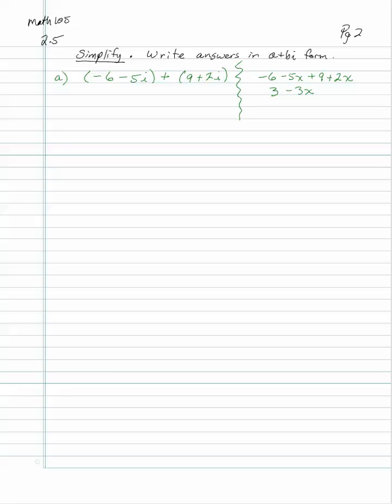Well, there's no difference when you're adding two complex numbers. You're going to add the real parts, -6 plus 9, and you're going to add the imaginary parts, -5i plus 2i. So we're going to get 3 minus 3i. Okay, so it's just like combining like terms, basically. No difference.